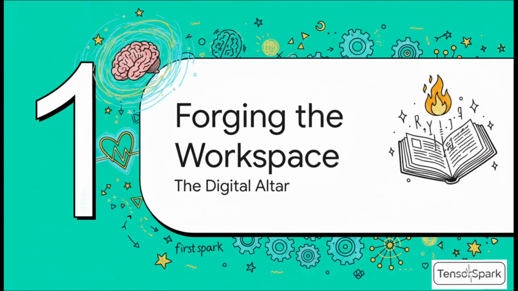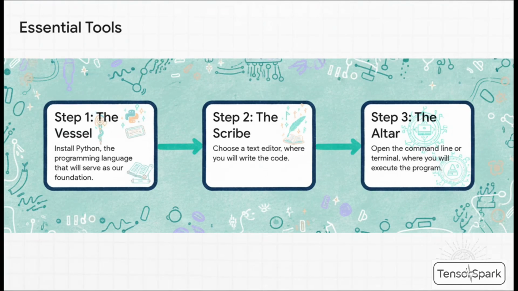Before you can start any kind of ritual, you have to prepare the space. It's no different here. To bring our neuron to life, we've got to set up our digital altar. And the good news is, it only requires 3 essential things. First up, the vessel. That's Python itself. Just head over to python.org, grab the latest version. Now listen, this is absolutely crucial. During the installation, you have to check the box that says Add Python to Path. Trust me, it'll make your life so much easier.